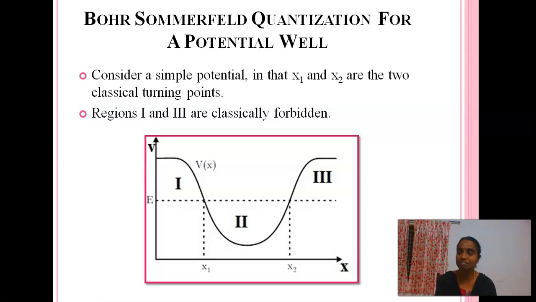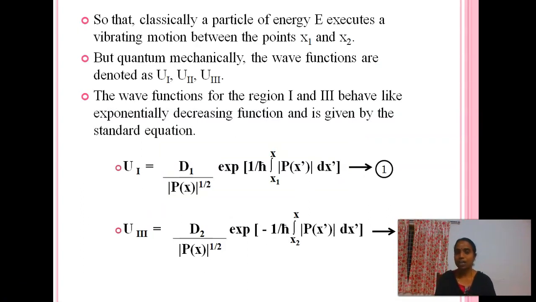Regions 1 and 3 are classically forbidden. That is, the electrons traveling from region 1 are not fully transmitted to region 2; some get reflected and some get transmitted. In region 2 it is fully transmitting, and at the ending boundary of region 2 it again gets transmitted and reflected. The transmitted light moves towards region 3. Now, a particle of energy E executes a vibrating motion between the points x1 and x2. Quantum mechanically, we denote the wave functions as u1, u2 and u3.